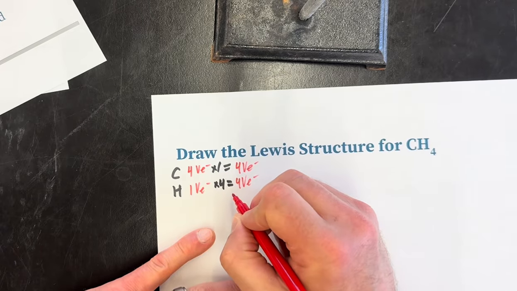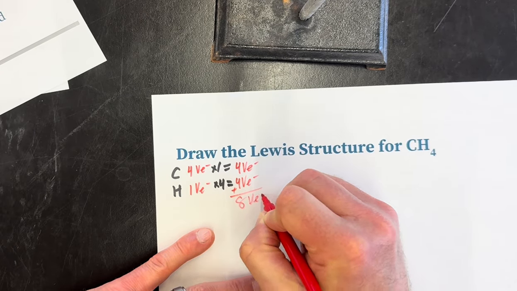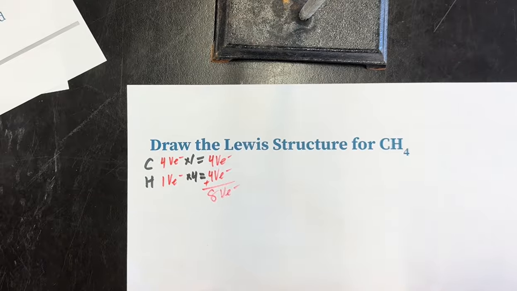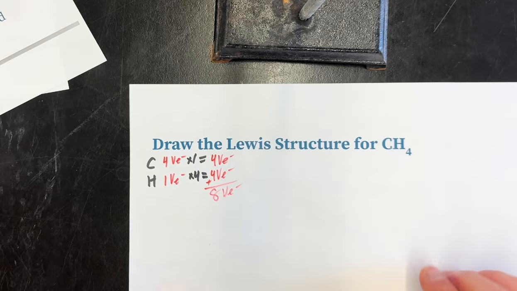And when I add all of that up, I get 8 valence electrons. Cool. So the first thing I'm going to do is identify my central atom.